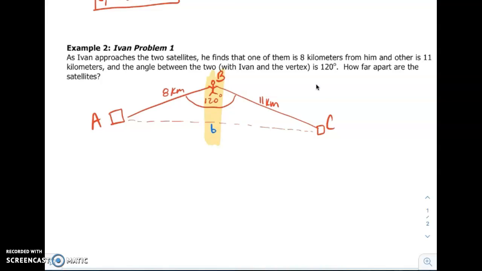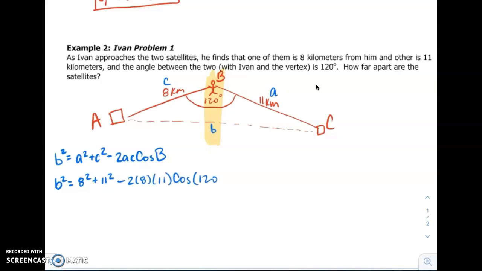So what I have here is a side A, a side C, and an angle B, which if I look at my law of cosines formulas, I do have one that says B squared equals A squared plus C squared minus 2AC times the cosine of angle B. And that matches with everything that I have, since I have A, C, and angle B. So I'm going to go ahead and fill in my numbers. That would be 8 squared plus 11 squared minus 2 times 8 times 11 times the cosine of 120. I'm going to go to the calculator and type that in.